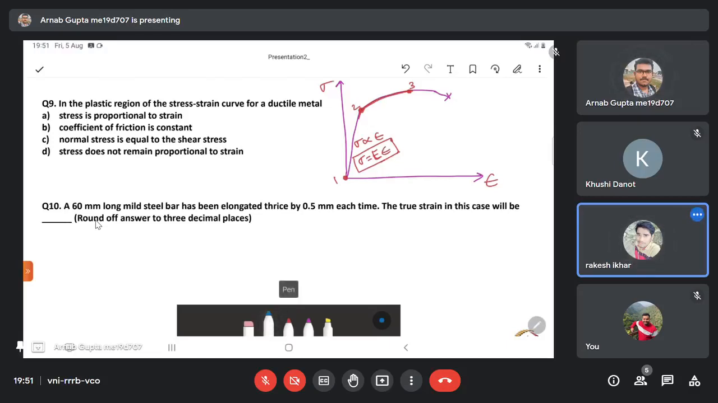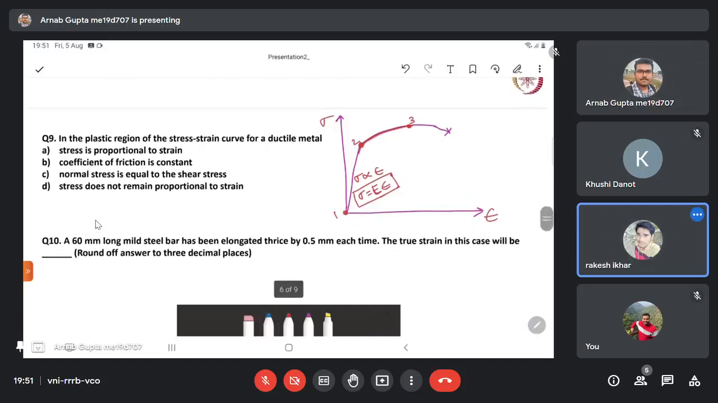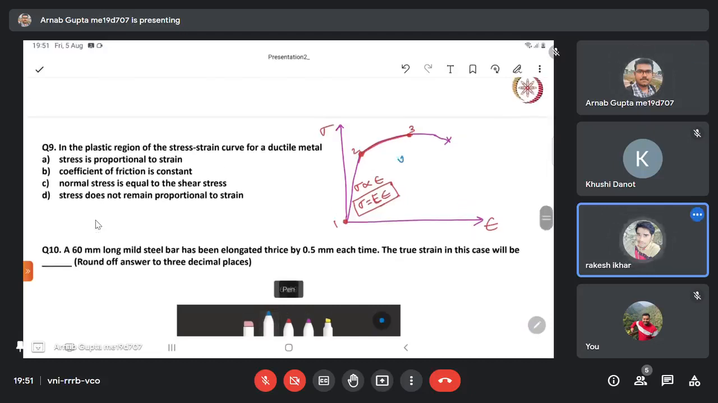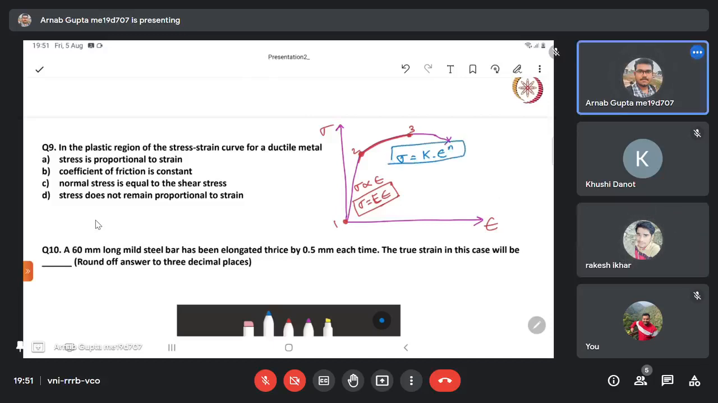Yeah, exponent law. Sigma is equal to K epsilon to power n. Is it so? Yes, sir. See, there is a mistake here. The graph that I have drawn here is for engineering stress versus engineering strain. But this particular expression, this law, is valid for true stress versus true strain.